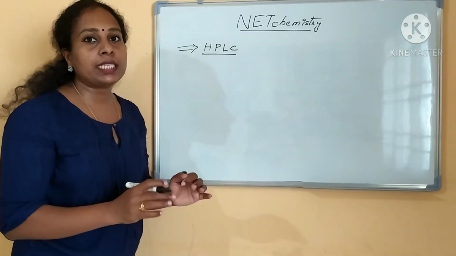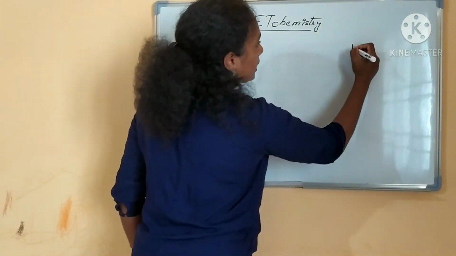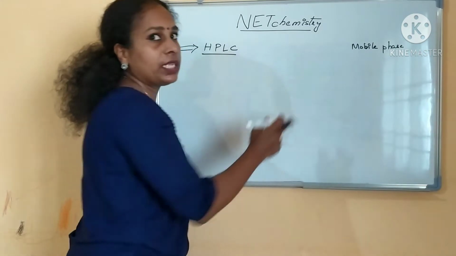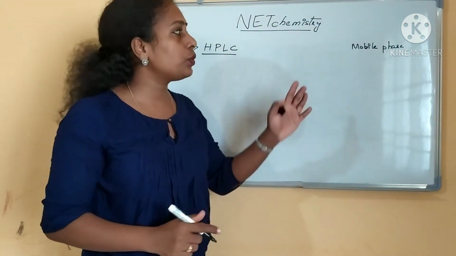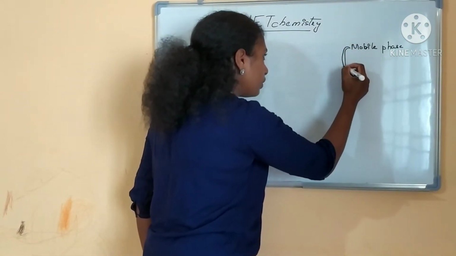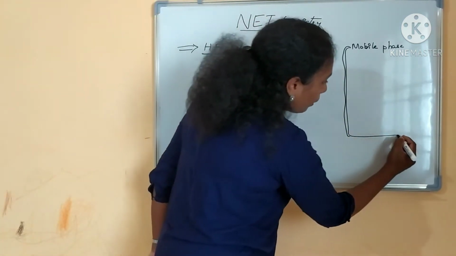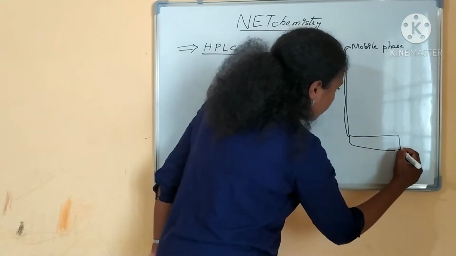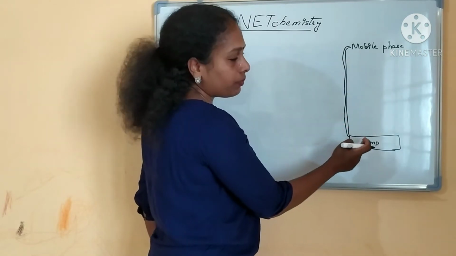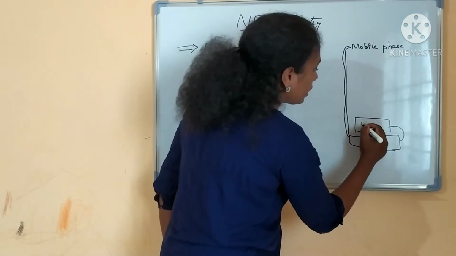First we will see HPLC. First I will tell what the parts of an HPLC are. HPLC first has a mobile phase. Here we are using liquids, solvents. This mobile phase passes through small tubes and enters a pump. From the pump, the mobile phase goes on. The pump is connected to an injector.